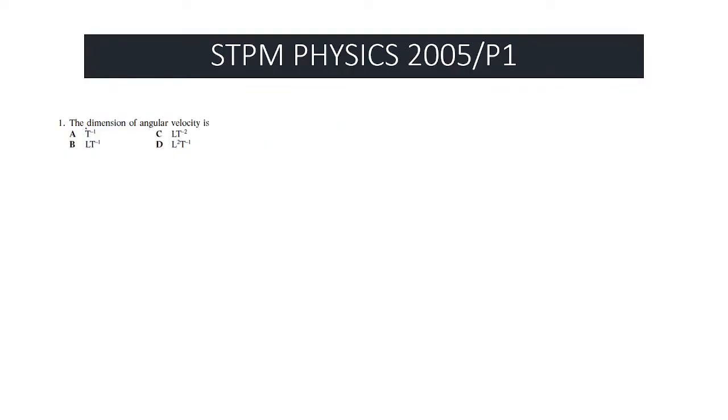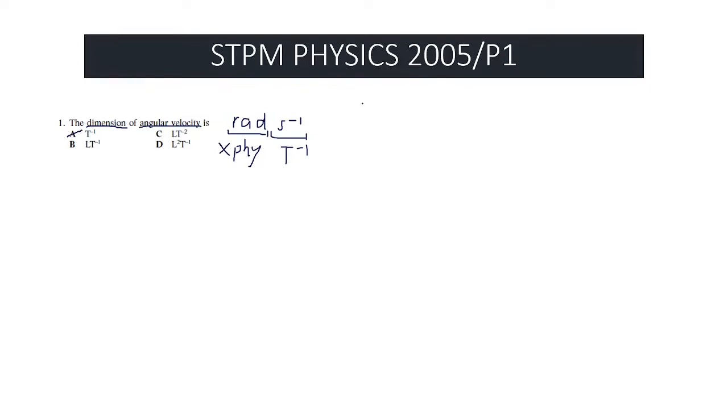The first question asks us to find out the dimension of the angular velocity, and the unit for the angular velocity is radian per second, where the radian actually doesn't have a physical dimension, so we don't need to consider the radian. Now the per second here has a dimension of time, T to the minus 1, so the answer is A.